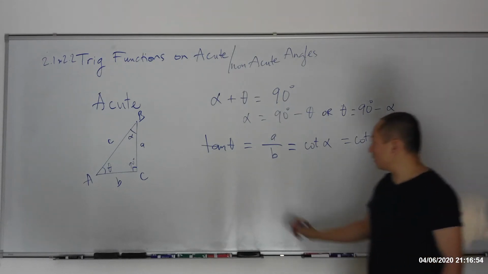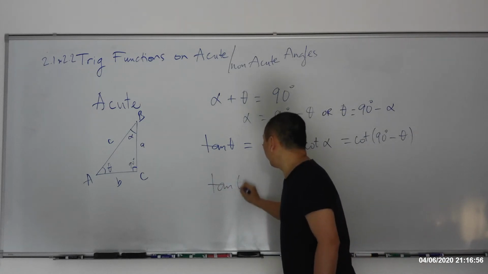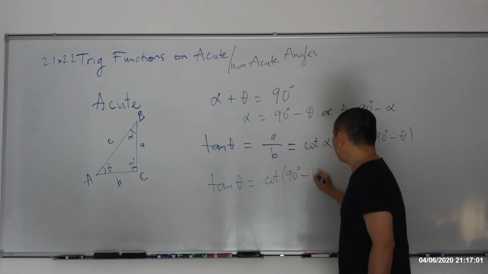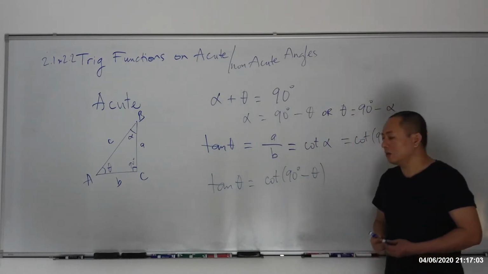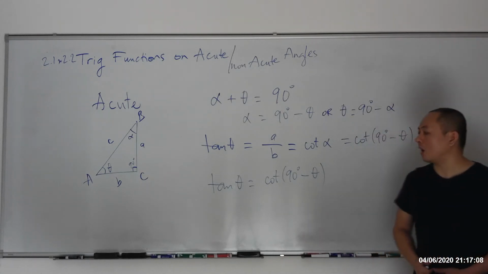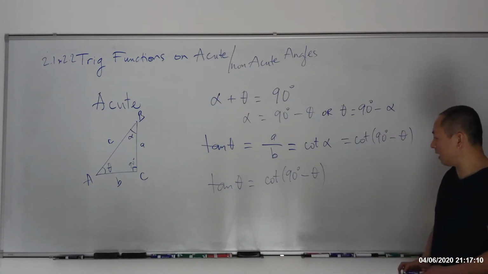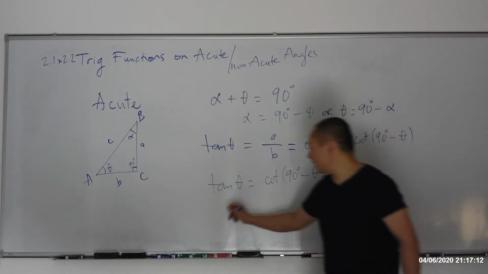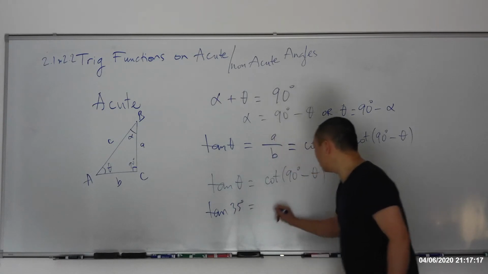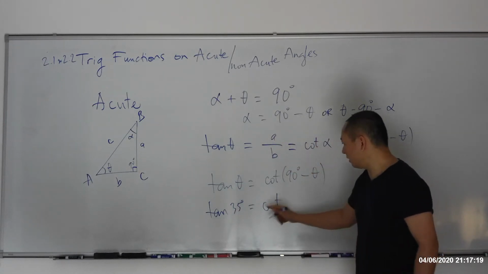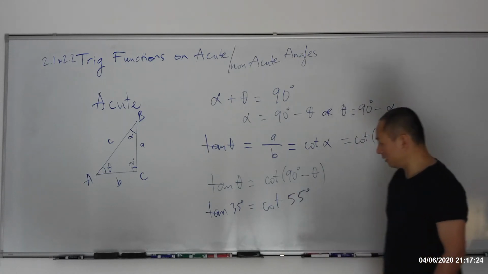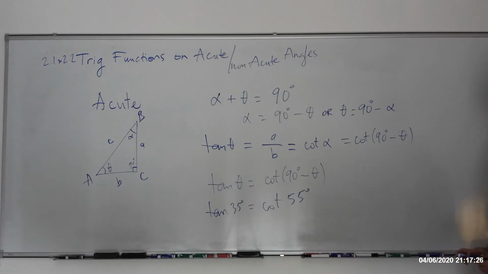We've got another formula. Tangent of theta is equal to cotangent of 90 degrees minus theta. In other words, in general, whenever you know tangent of an angle, then you know cotangent of the complement of that angle. Okay, so say tangent of 35 degrees will be equal to cotangent of 90 minus 35, was that 55 degrees? Yes. Okay. So you know one, you know two.